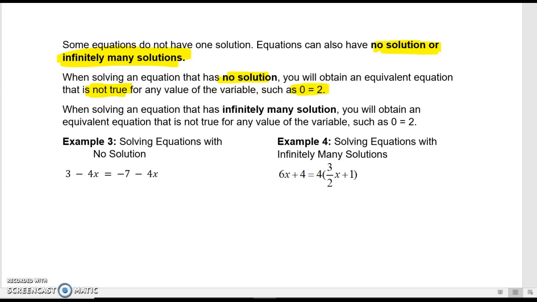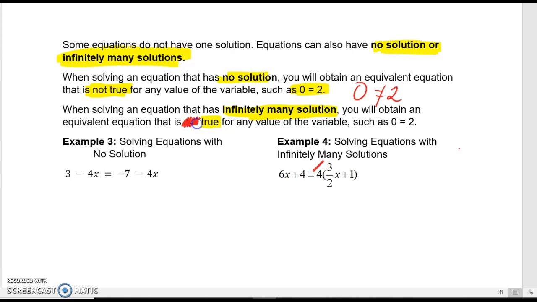That is not a true statement, and I usually like to even put a slash through my equal sign to say 0 does not equal 2. I think we need to fix this next part of the definition. So infinitely many solutions, we have to correct this here, is an equation that is true for any value of the variable. So let's fix this wording here.